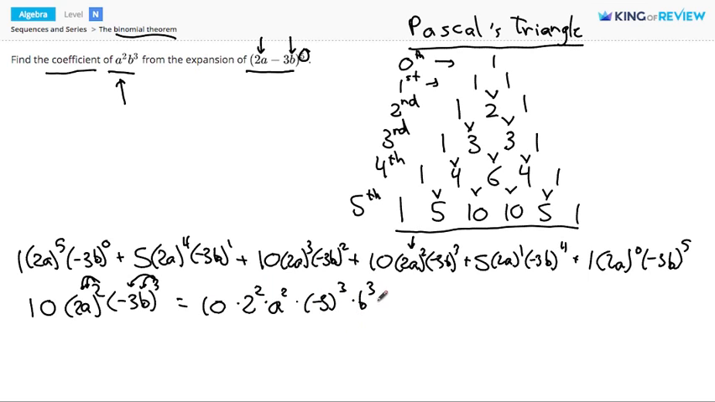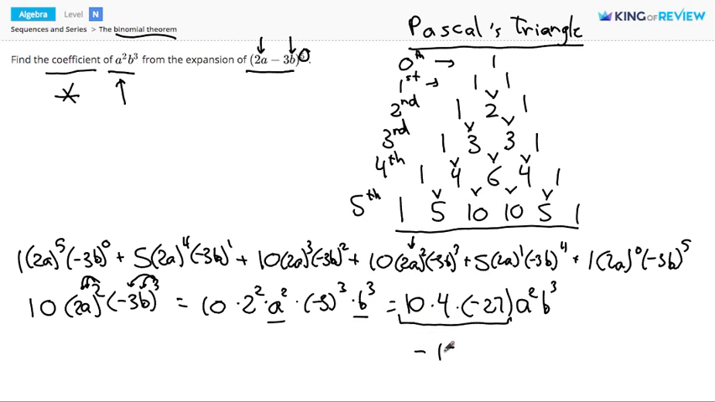And if we rearrange things a little, that's 10 times 2 squared, which is 4, negative 3 times negative 3 times negative 3 is negative 27, and then we'll put the a squared times b cubed at the end. So remember, we want the coefficient of this term, meaning we need to know what 10 times 4 times negative 27 is, and if we multiply those together, we get negative 1080. So that is the coefficient we want, and that's the answer to our question.